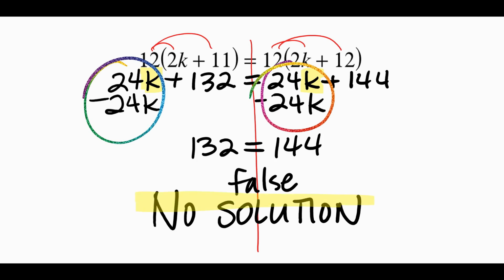There is no number in the world that can be plugged in for k to make this equation true. So your answer is not false. Your answer is not 132 equals 144. Your answer is no solution.